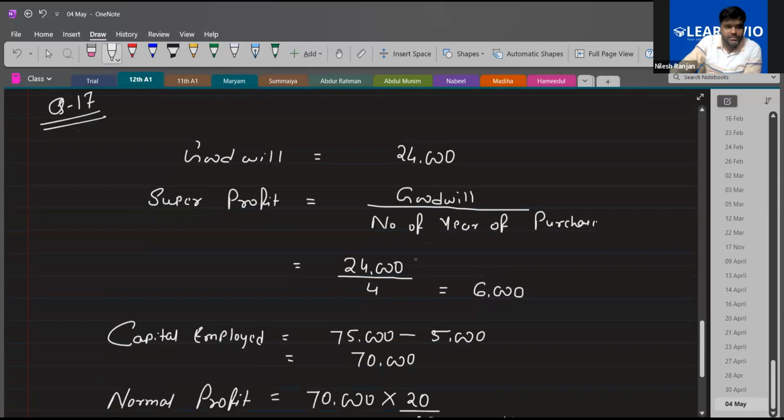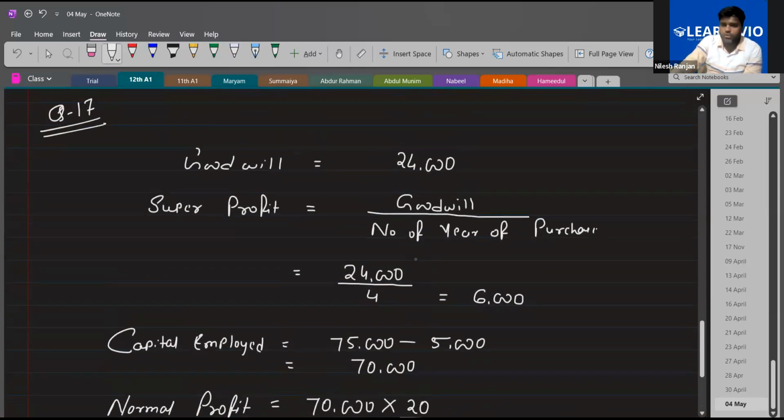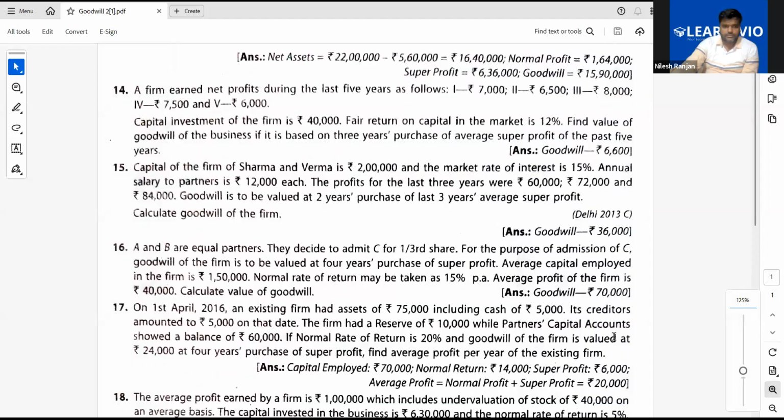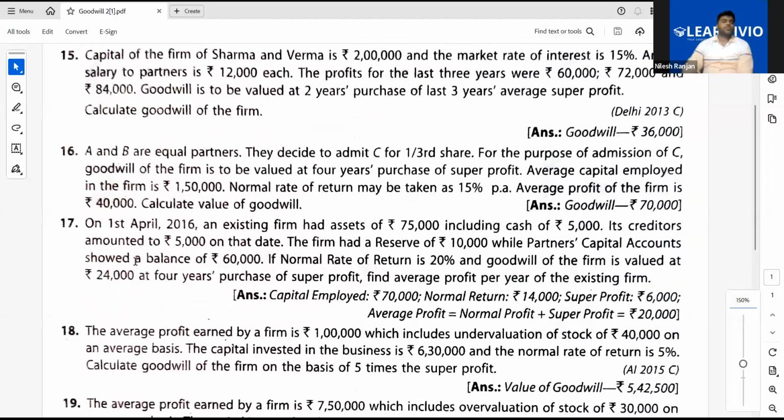So if you want to write this, you can take the screenshot or write the solution, whatever you want. Please tell me after you have completed it. Actually, you should take the screenshot of the question also so that there will be no confusion. Question number 17, and then the solution.